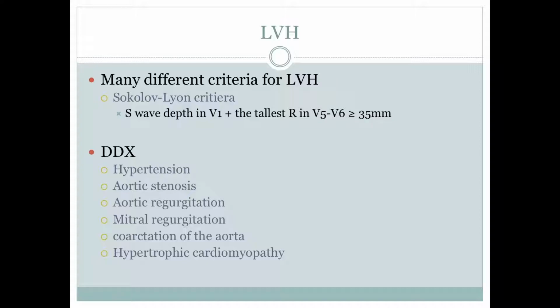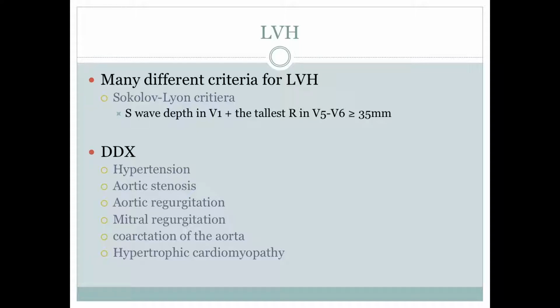One of the other criteria is that if you look at lead aVL, if there is a tall R wave, I think greater than 11 millimeters, you can then say there's LVH. I've had some attendings say that this is pretty helpful. Some attendings say that it's the most specific, and others say that it's not particularly helpful. So I usually look at both of those criteria to determine if there's left ventricular hypertrophy.